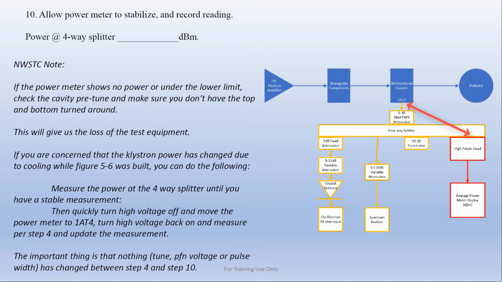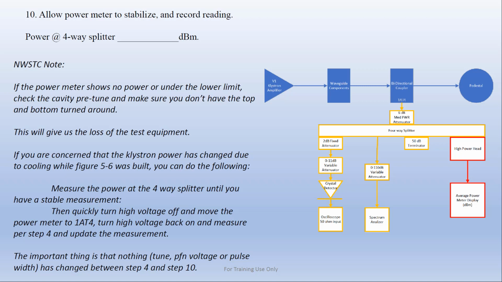With our input known in step 4 and our output known in step 10, we can now figure out what our loss is of our test equipment. At step 10, if you find that you're below scale, the most common reason for that is we've messed up something on our cavity pre-tune. So don't panic, just go back, select test source of none, inject signal, and go back to where you pre-tune the cavities. You're going to have to go back and remeasure step 4 and remeasure step 10.